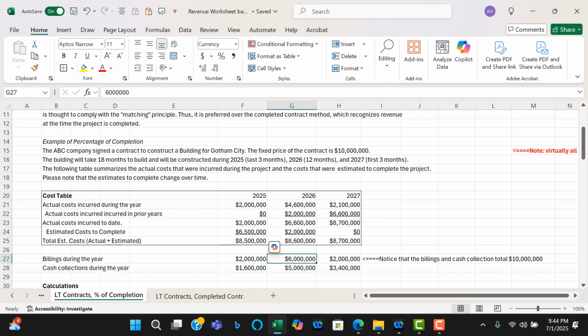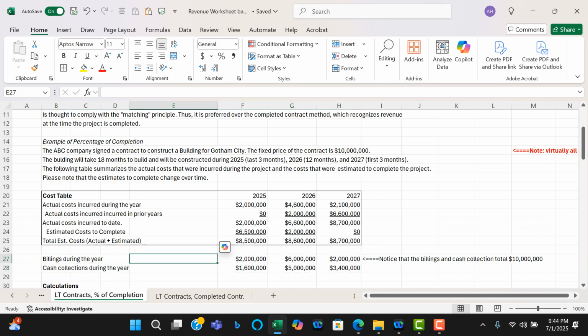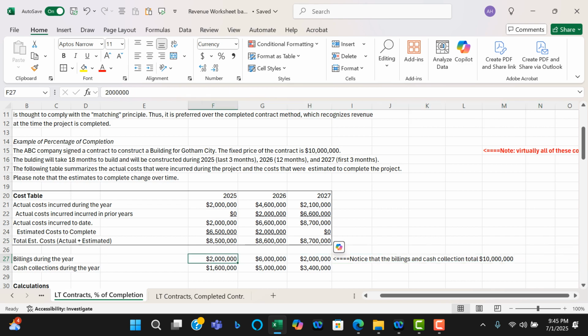Billings and cash flows. There's always a table. These are given to you too. These are really billings and cash flows. Basically these are bills that you send to Gotham City in this case. This is a contractor, and they're going to send bills to Gotham City as the project is completed. They'll send a partial bill, another bill, and another bill. But notice that these bills add up to, and here's a note I put here, notice the billings and cash collections total 10 million. That's true for the billings, and these are the cash collections.